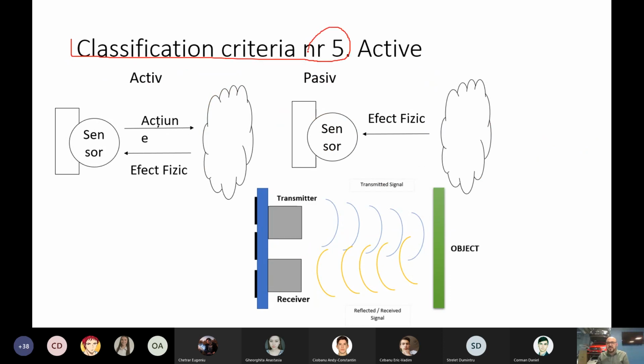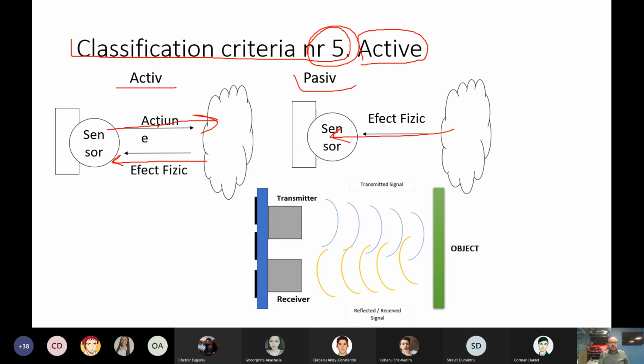So next, we can have a different criterion. Another criterion, in our case number 5: what kind of sensor is it, an active sensor or a passive sensor? What does it mean to have an active sensor? An active sensor generates an action, activating, let's say, the environment in order to extract the parameter. The passive sensor just measures it.